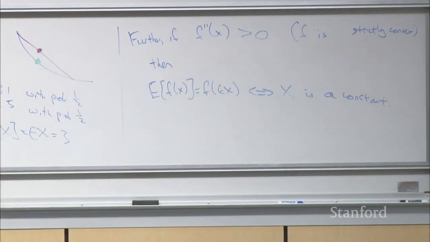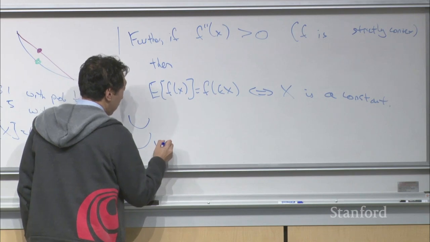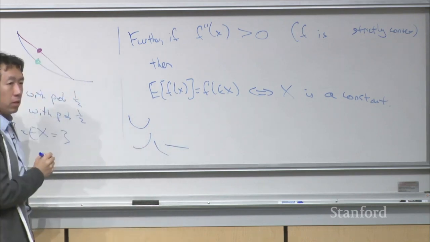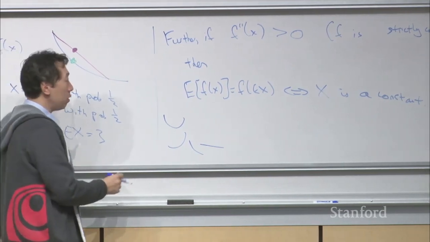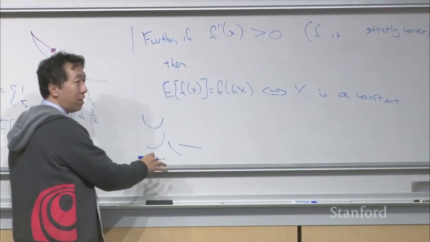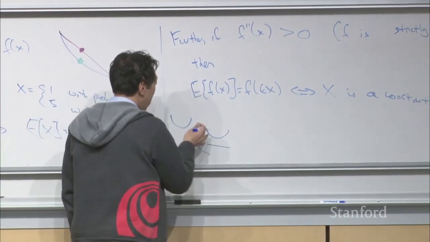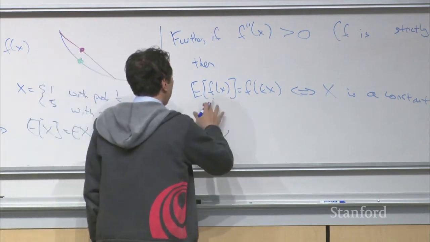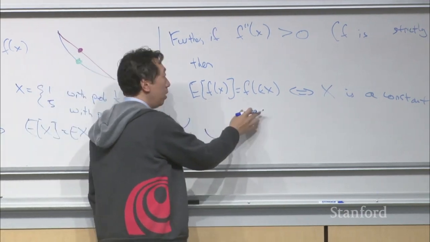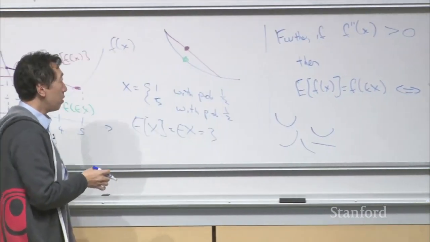So let's see, a straight line is also a convex function, right? So this is a convex function, this is a convex function, this is a convex function. Turns out a straight line is also a convex function. But in this addendum, it's saying that if f is a strictly convex function, meaning basically it's not a straight line, but if the curvature is always bending up, then the only way for the left and right hand sides to be equal is if x is a constant, meaning it's a random variable that always takes on the same value.